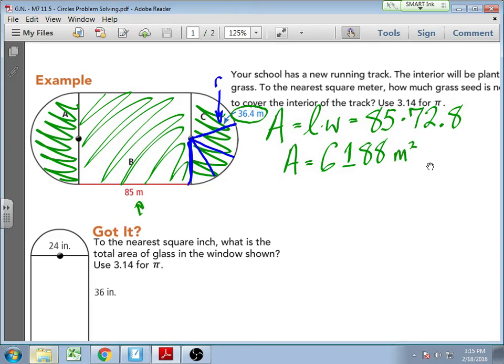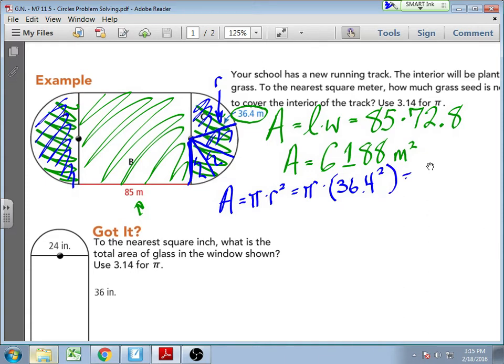Now we're going to do our circle. I'm going to color it in blue just so we know which one I'm doing. So area is pi times the radius squared. So I'm going to have pi times that 36.4 squared, equals 3.14 times 1,324.96. I'm going to check it. Guys, I think you did 36.4 squared, but I don't think you multiplied by pi.